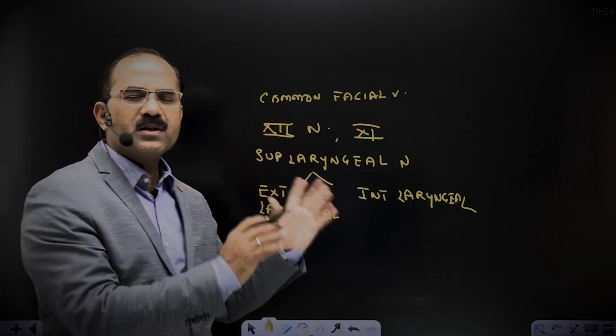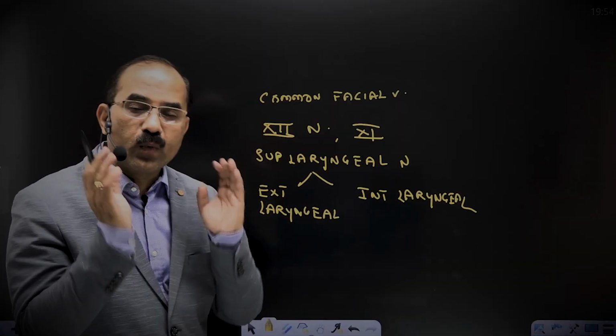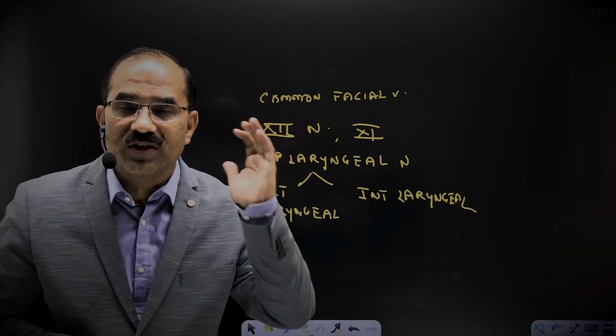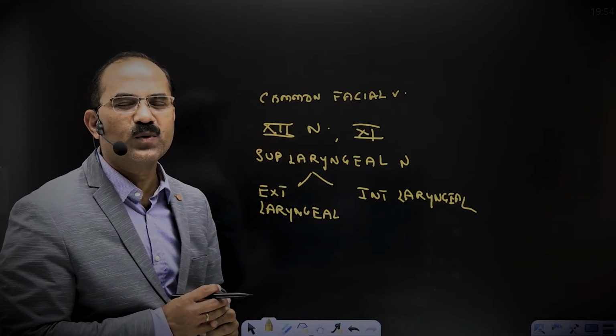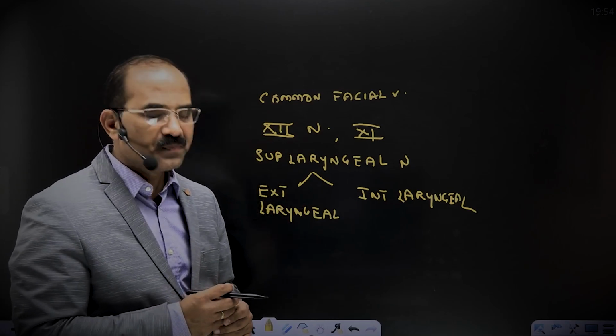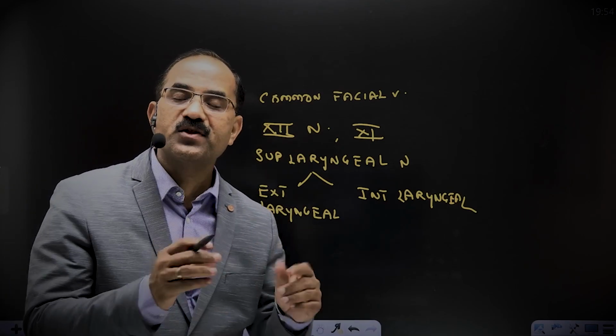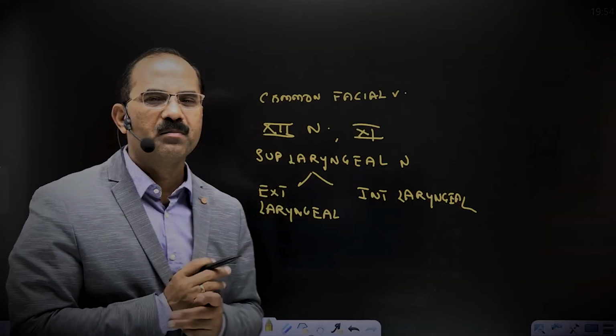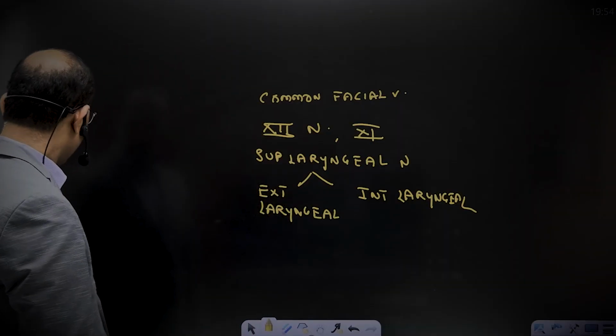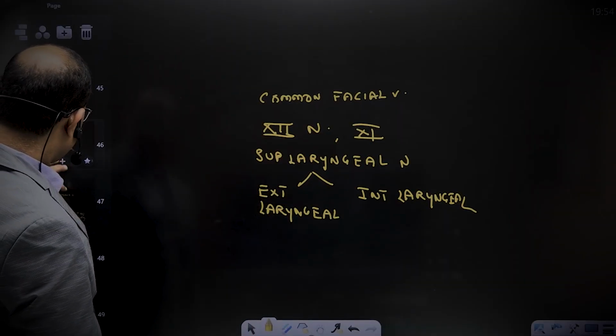So just remember this carotid triangle. This carotid triangle is very important for, number one, the carotid sheath that we get here. Carotid sheath, that is what you are supposed to know. And the branches of external carotid artery. Clear, students? I hope this is clear to all of you.